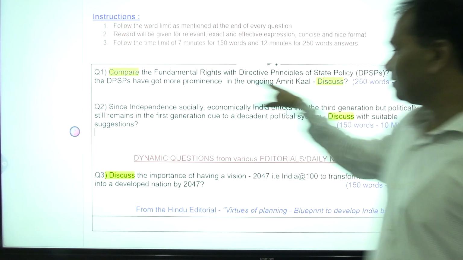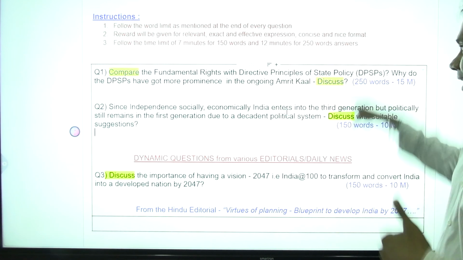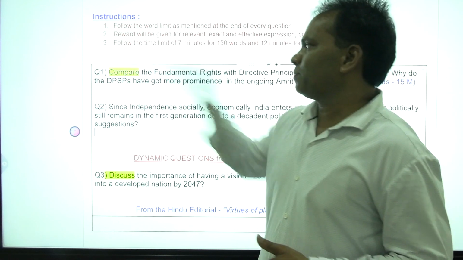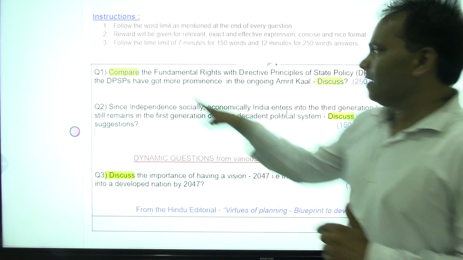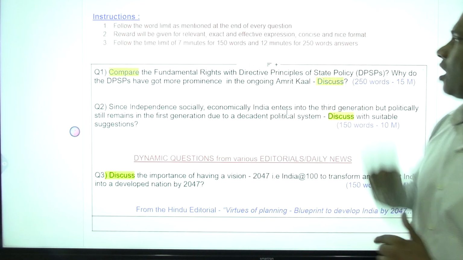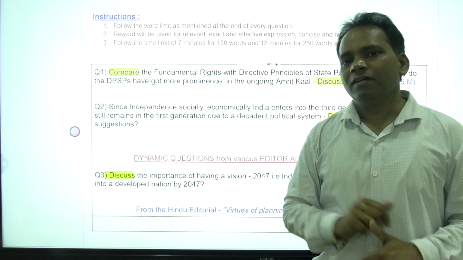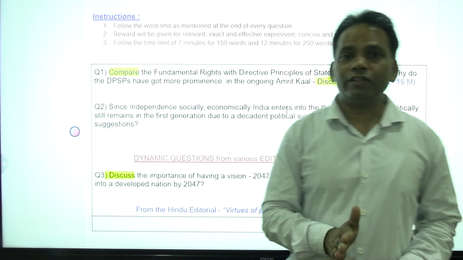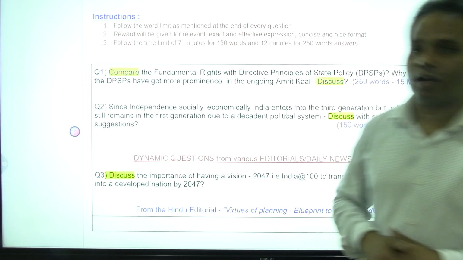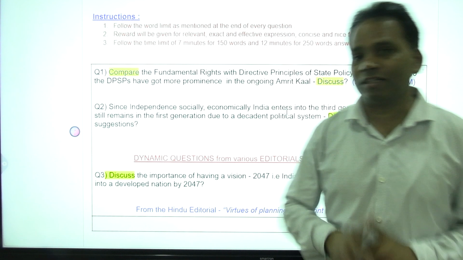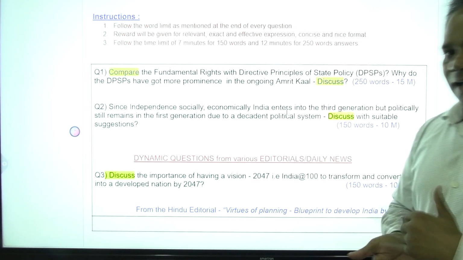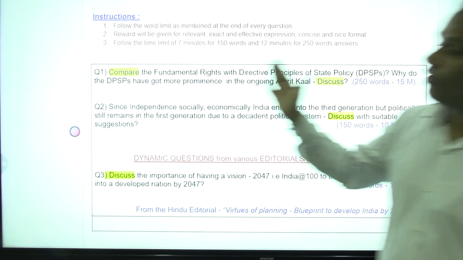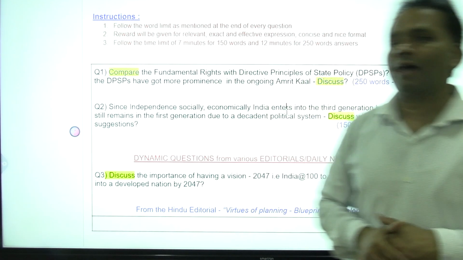Now we come to the second sub part of this question. Why do the DPSPs, directive principles of state policy, have more prominence in the ongoing Amrit Kal? The Indian government initiated this Amrit Kal from 2022 up to 2047. This 25 year period is known as the Amrit Kal. Already around 1.5 years have passed. So why did the DPSPs get more prominence during Amrit Kal?